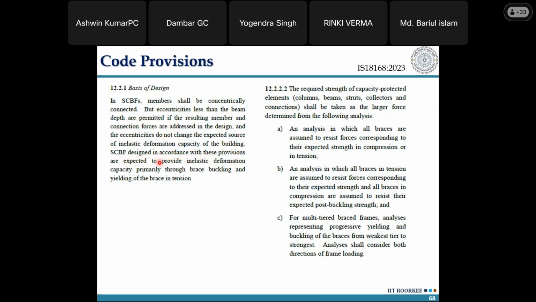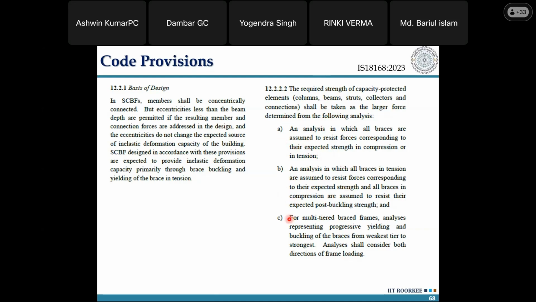SCBF designed in accordance with these provisions are expected to provide inelastic deformation capacity primarily through brace buckling and yielding of the bracing tension. Now you understand everything. This is that particular clause related to the unbalanced forces in a chevron arrangement, or the local analysis, to remove the braces and consider two cases as pre and post. That is this A and B.